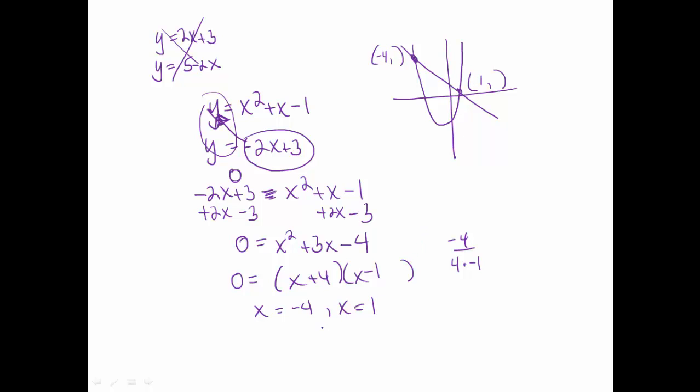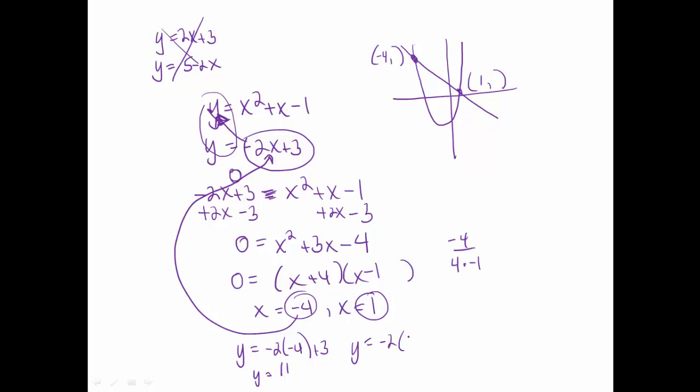Now we need to find the y coordinates. For each of these, we're going to have two different answers. We're going to take each of these numbers and put them in for the x in that equation. So we're going to have y equals negative 2 times negative 4 plus 3. That will give me 8 plus 3, which is 11. And then if I plug 1 in, I'll have y equals negative 2 times 1, so I'll plug the 1 in there as well, plus 3. That will give us y equals 1.